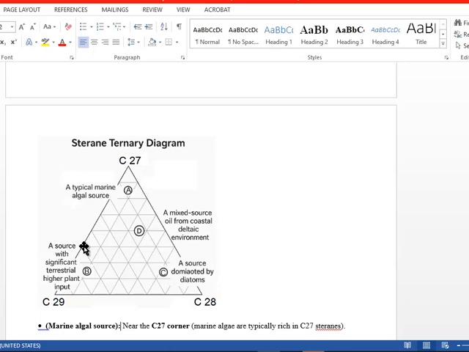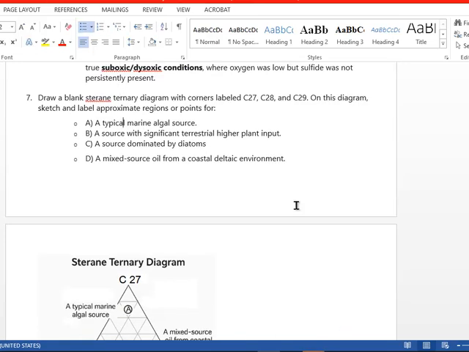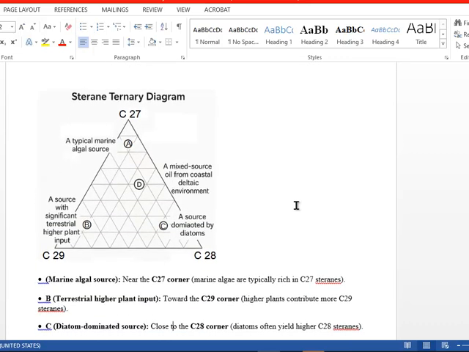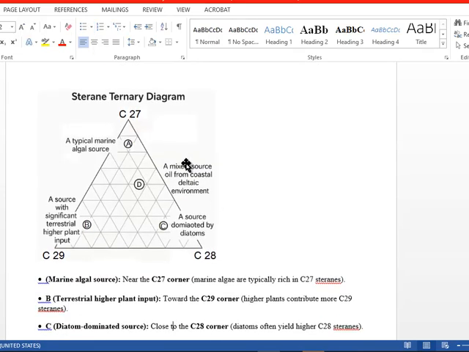So what is A? A is a typical marine algal source. So first thing you need to do is to draw your triangle, with C27, C28 and C29. Okay, can you see it? Now you move on to labeling it. So A is a typical marine source. So typical marine source is for C27.